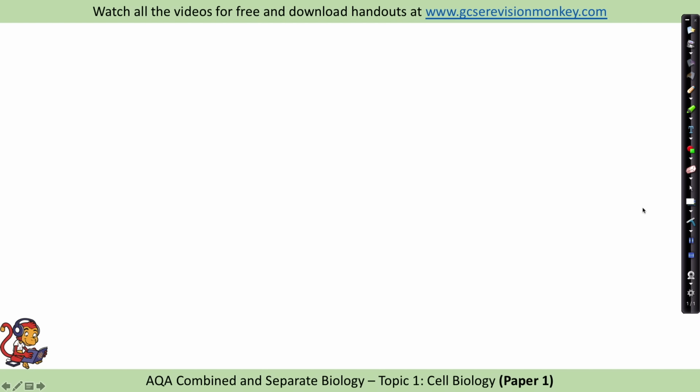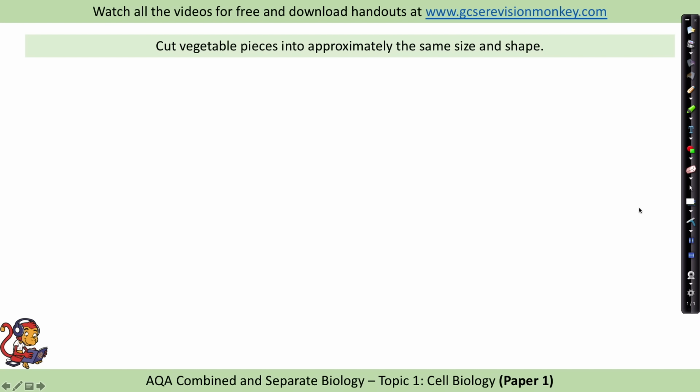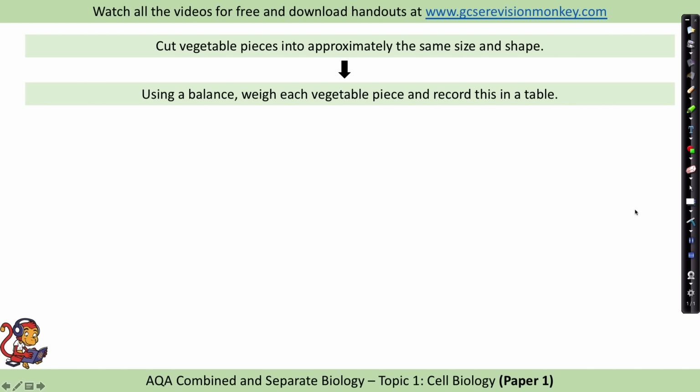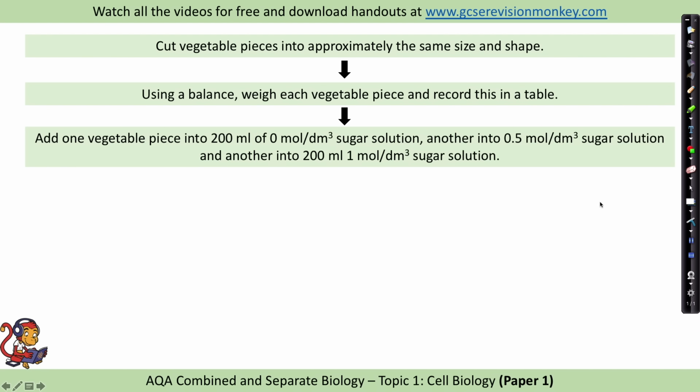So if I take you through the main steps of the practical now, you cut vegetable pieces into approximately the same size and shape. Using a balance, weigh each vegetable piece and record this in a table. Add one vegetable piece into, I've just suggested here, 200 ml, it doesn't matter too much as long as you keep that as a control variable, of 0 moles per decimeter cubed sugar solution. Another vegetable piece into 0.5 moles per decimeter cubed of sugar solution, and another into 200 ml of 1 mole per decimeter cubed sugar solution.